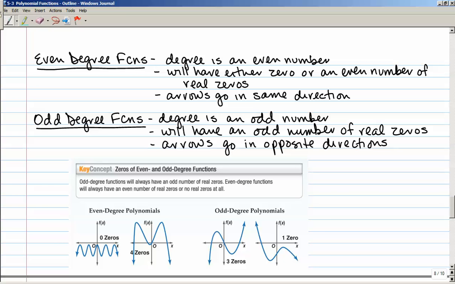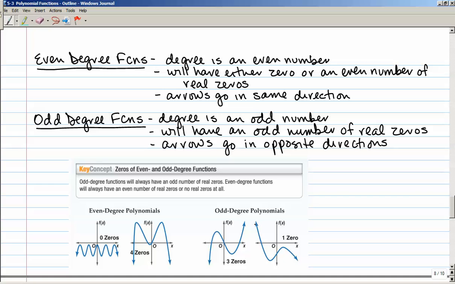An odd degree function is a function whose degree is an odd number. So this would be something like with an x to the 5th or an x to the 3rd. It will always have an odd number of real zeros, and the arrows at the ends go in opposite directions. So here's a cubic function here, so like an x to the 3rd power. You'll notice that this arrow is going down and this arrow is going up, and it has 3 real zeros.